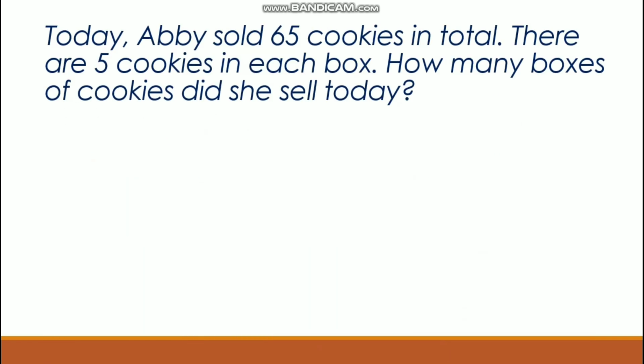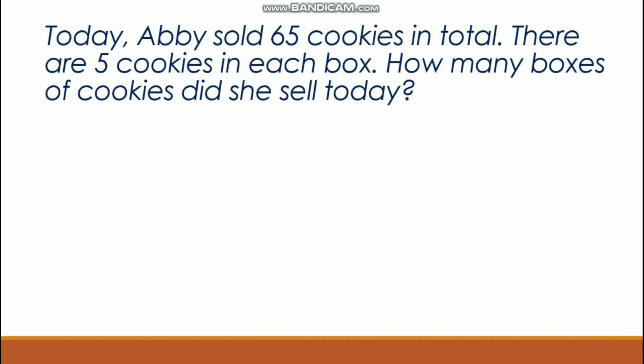Today, Abby sold 65 cookies in total. There are 5 cookies in each box. How many boxes of cookies did she sell today? Altogether, let us read the problem again. Today, Abby sold 65 cookies in total. There are 5 cookies in each box. How many boxes of cookies did she sell today?